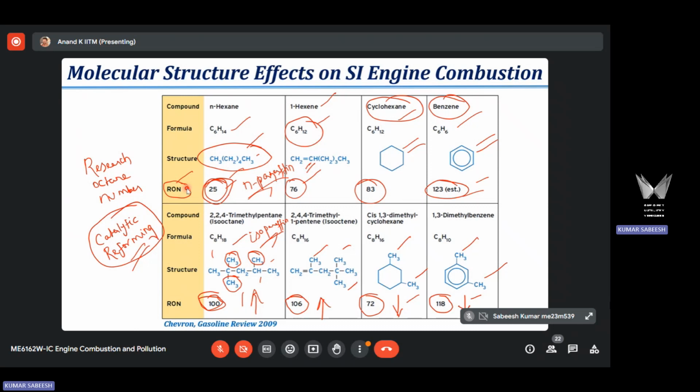If you want to improve antiknock quality, what you need to do, you now understand. So you can carry out these kinds of processes in order to improve the antiknock quality. So it is doable, right? If you have a base crude oil with a particular composition, you can refine it, you can carry out these kinds of processes so as to improve the antiknock quality of gasoline.